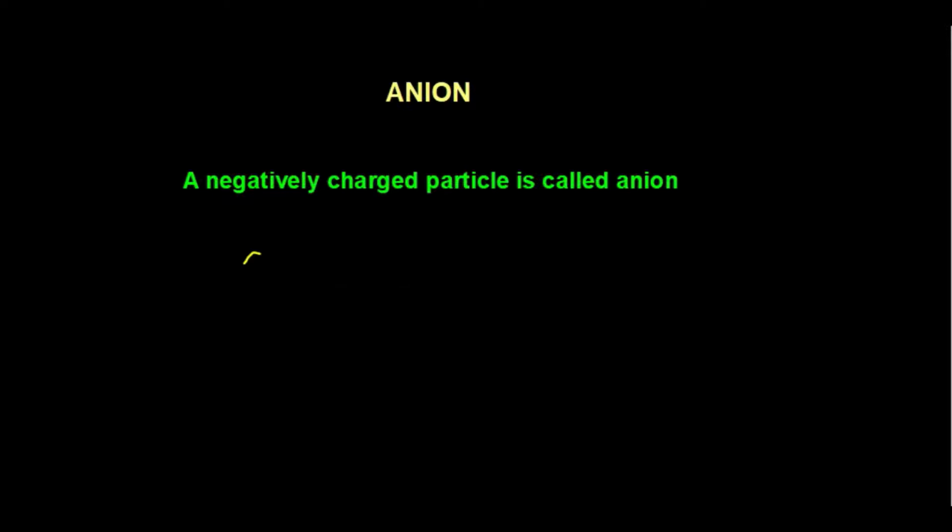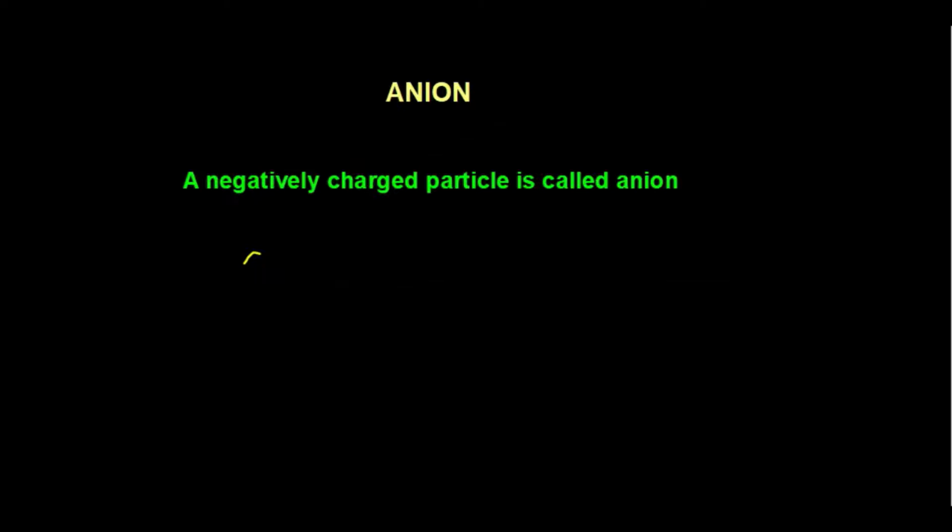Now the next concept is the anion. We must know what is an anion. A negatively charged particle is called an anion. How is an anion formed? When an atom gains one or more electrons in a chemical reaction, it changes to a negatively charged particle, which is known as an anion. It means anions are formed by the addition of one or more electrons in the outermost shell of an atom.